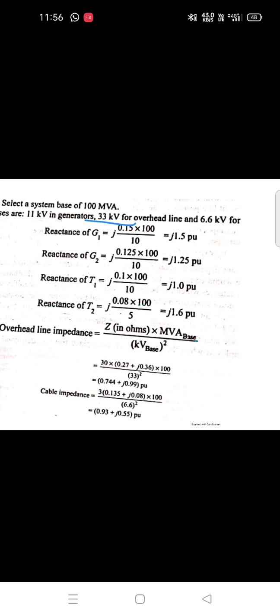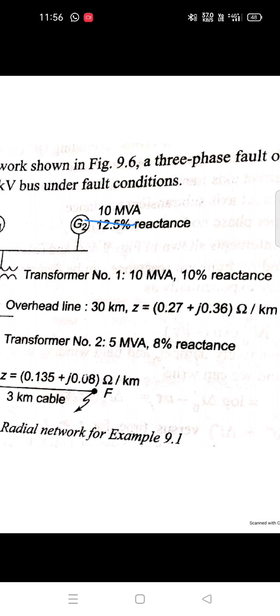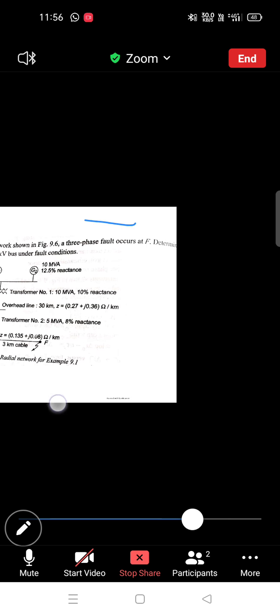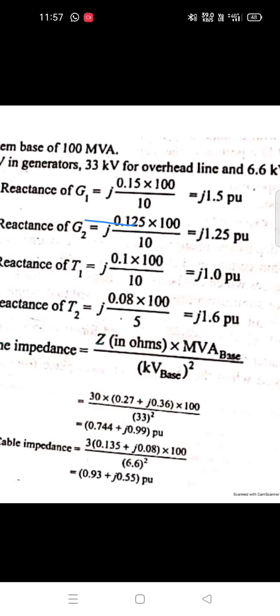In the same manner we can also find the reactance of T1 and T2. For T1 we have 10% reactance, and for the T2 transformer we have 8% reactance, and the actual rating for T1 is 10 MVA and for T2 is 5 MVA. You only have to remember this formula: percentage reactance into the base MVA divided by actual MVA, to find the reactance. Now we have found all the reactances for G1, G2, T1, T2 in the per unit system.